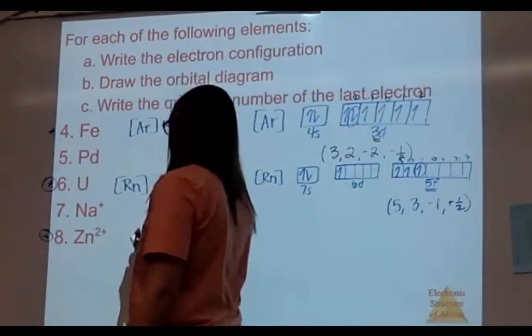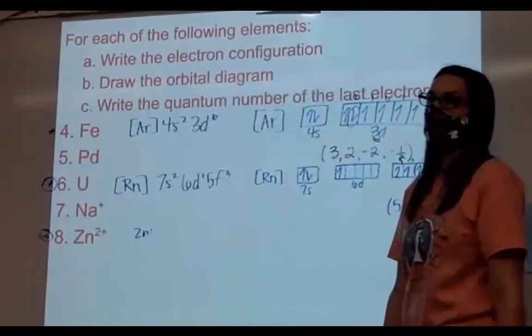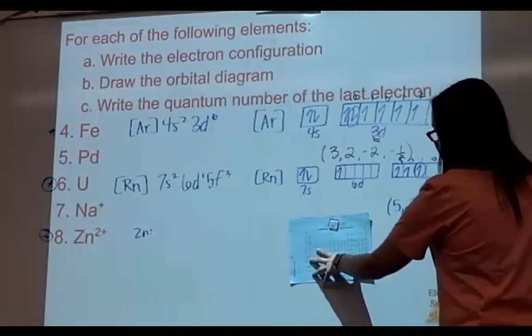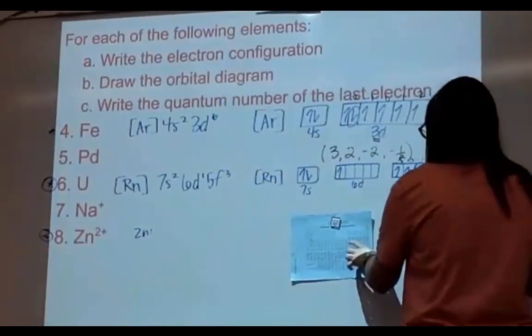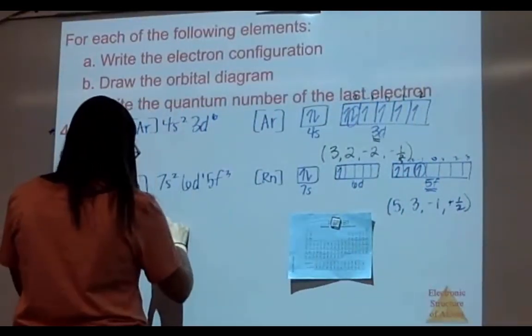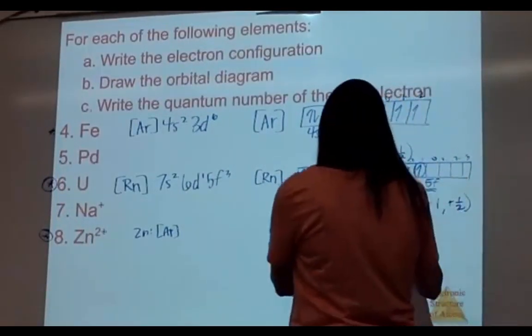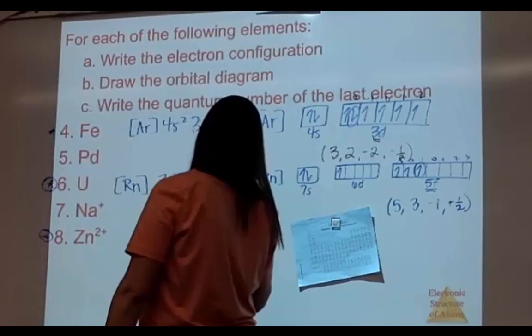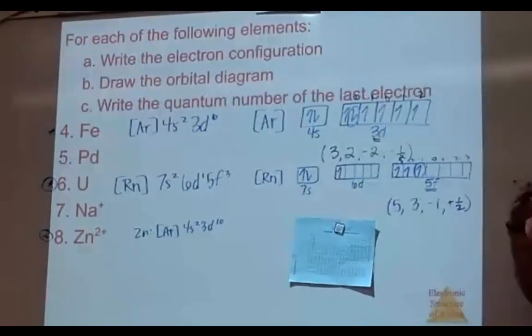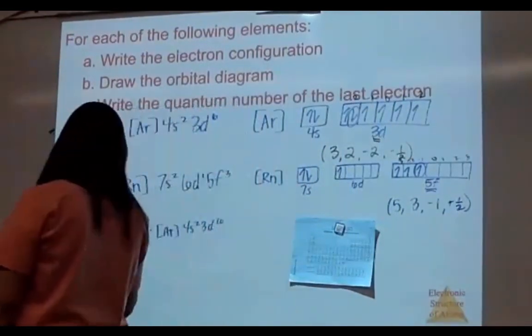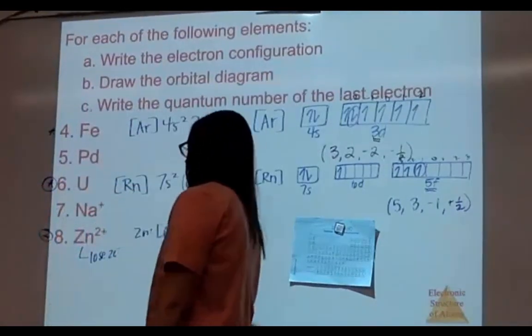So for Zn2+, I want to start by just writing the configuration for zinc, just neutral zinc. Immediately before zinc is argon. 1, 2, 3. So then we have 4s2, 3d10. So that is neutral zinc. That's just Zn. If it's Zn2+, what is happening? How do we create the 2+ ion? Losing 2 electrons, because we're creating a cation.